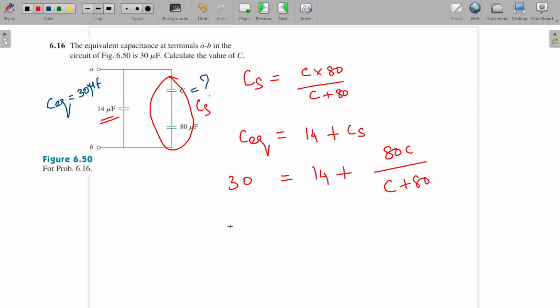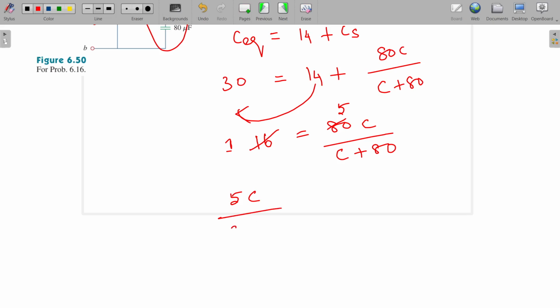So this is equal to 30 minus 14, right, when you bring it to this side. So it is 16. 16 is equal to 80C divided by C plus 80. So you can cancel this, this is 5 times, and this is 1 here. So that is equal to 5C divided by C plus 80 is equal to 1.